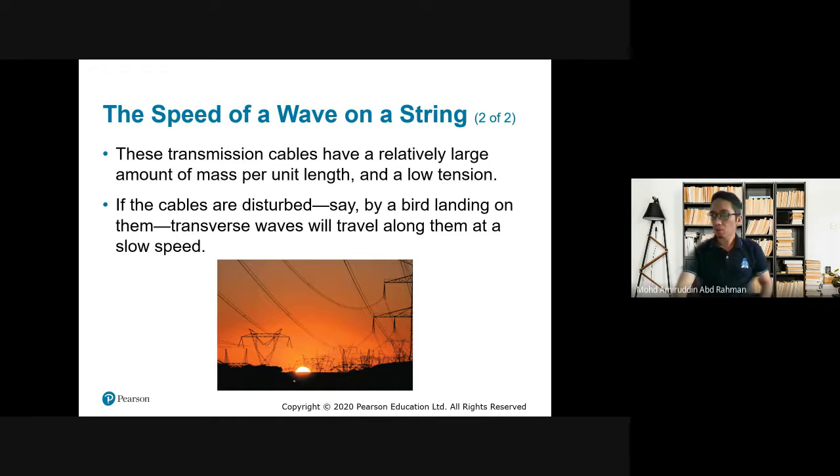Okay, so for example, we also have a transmission cable, the electrical cable that connects one location to another location to transfer electricity to our house. So we have a large amount of mass per unit length and very low tension.